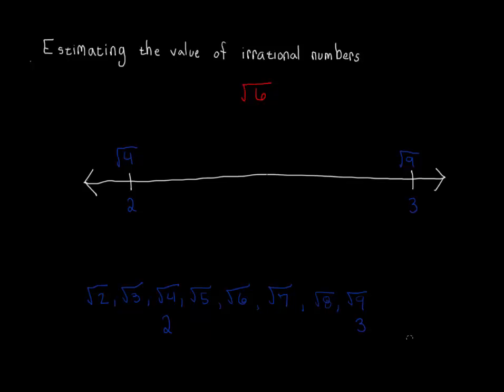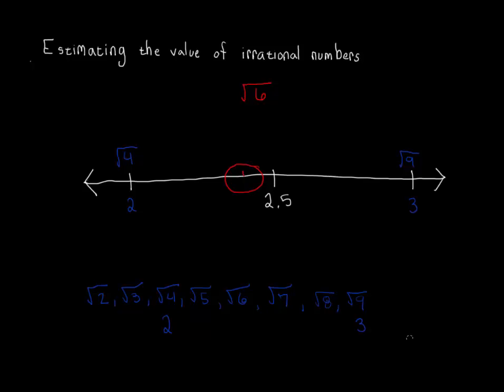So another useful thing to do is to identify our midpoint. What number comes exactly between 2 and 3? Well, 2.5. Since the square root of 4 and the square root of 6 are only 2 apart, and the square root of 6 and the square root of 9 are 3 apart, we know that the square root of 6 is going to be somewhere in between 2 and 2.5. And it's probably going to be closer to 2.5 than it is to 2 because it's near the middle.